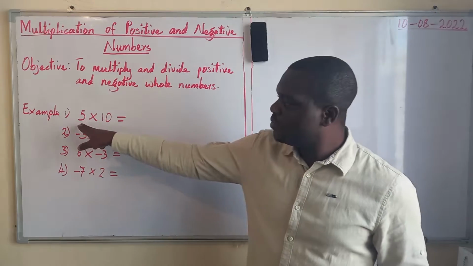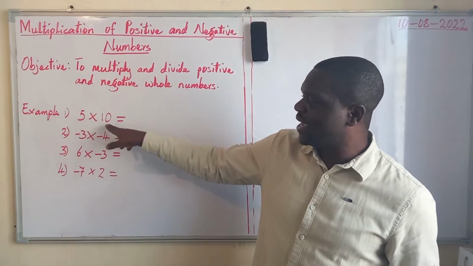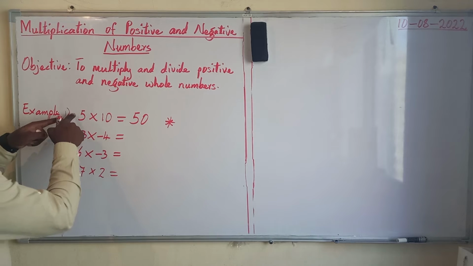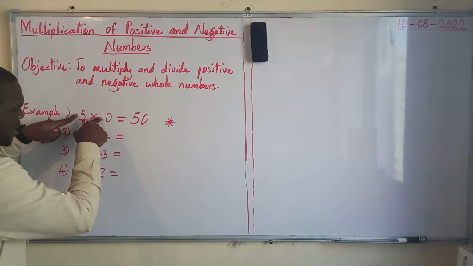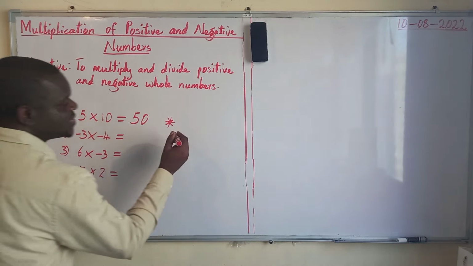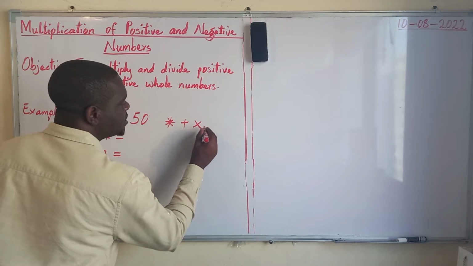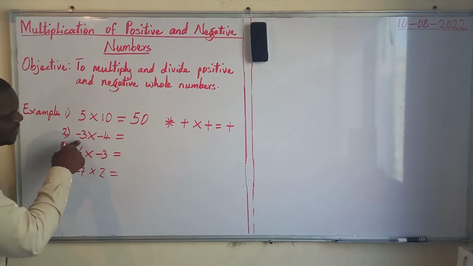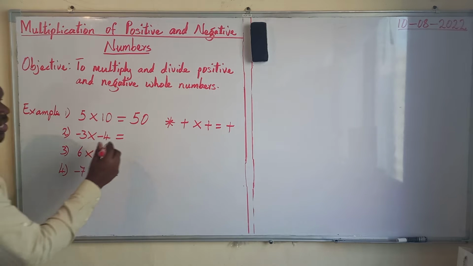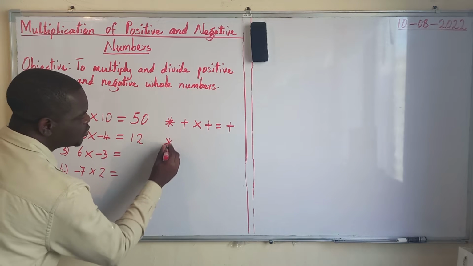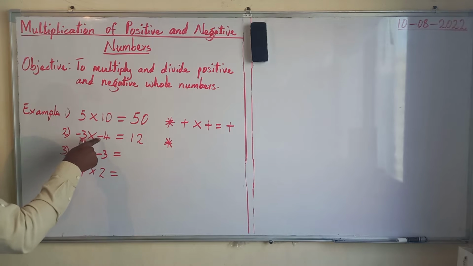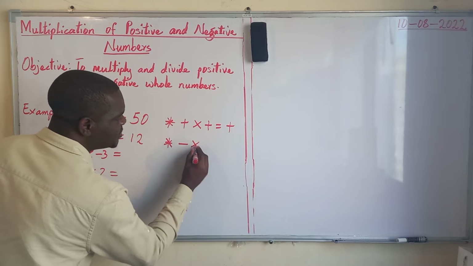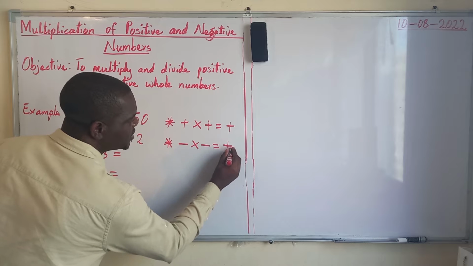So the first problem here is 5 times 10, which is equal to 50. We can conclude that a positive number multiplied by another positive number will give a positive answer. So positive times positive is equal to positive. The second problem is negative 3 times negative 4, and the answer is 12. That is to conclude that a negative multiplied by a negative number will give a positive answer. So negative times negative is equal to positive.